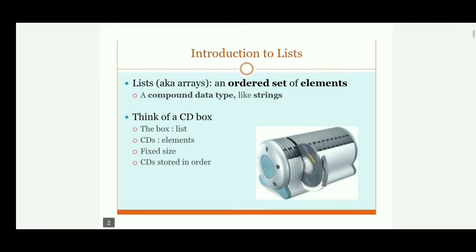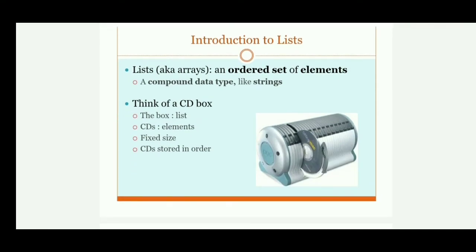A list is also called an array, an ordered set of elements, a compound data type like strings. Think of a CD box. So you can see, you will know what an array or a list is. The box holds CDs, of fixed size, and the CDs are stored in order. It means a list contains a set of elements of fixed size, for example the CD holder or CD box. It contains a limited number of CDs, and all these CDs are arranged in a sequential manner.